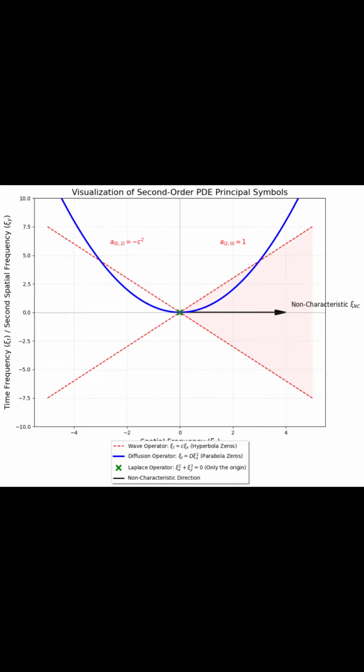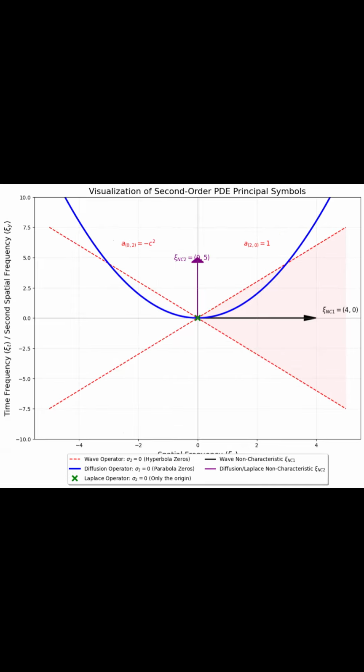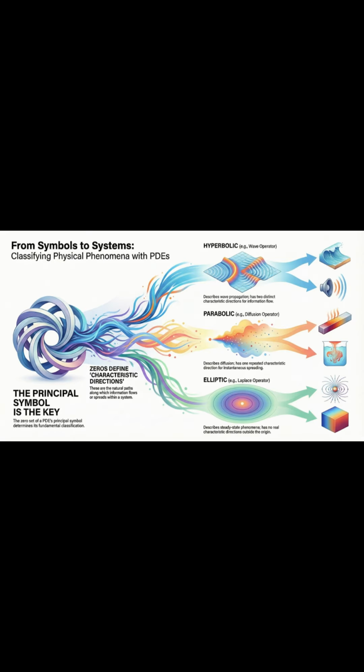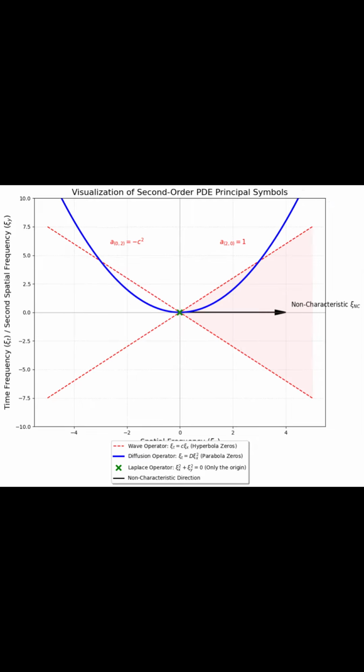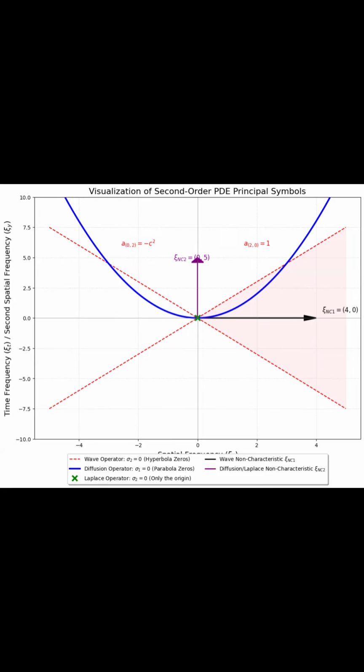I mean, the whole classification, whether we call an equation hyperbolic, parabolic, or elliptic, it all comes down to the zero set of this symbol. You can think of this zero set as defining the characteristic directions, which are literally the paths that information is allowed to travel along. And finally, this is where it gets really cool, because these directions connect directly to what we see in the real world.